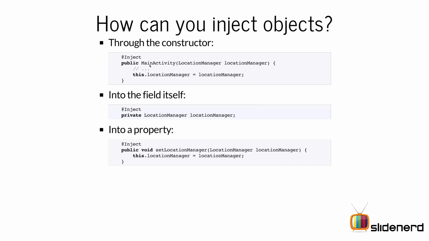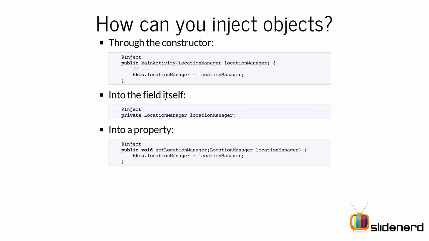For example, you can have MainActivity here where you write @Inject, and you can pass the location manager object inside. Now this obviously is through the constructor, and this is not going to happen if you're using activities, right? Because activities are instantiated by the Android system. But if this was a separate class like a plain old Java class, then this would be possible.